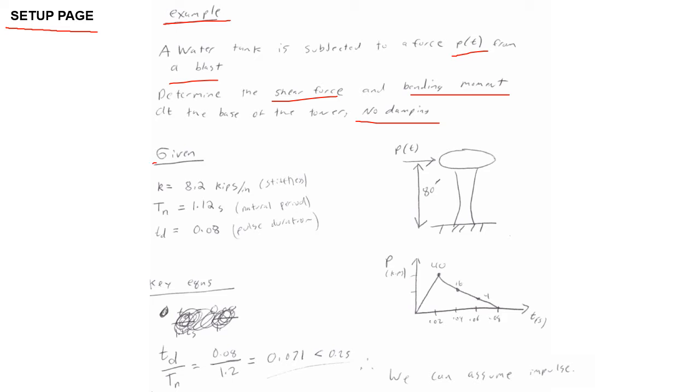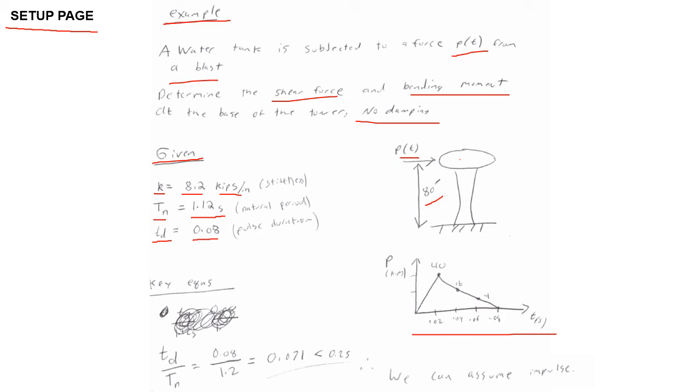So we write down our givens here. They give us our stiffness k is 8.2 kips per inch. They give us our natural period T sub n is equal to 1.12 seconds. And they give us our pulse duration T sub d is equal to 0.08. I redraw a simplified version of my diagram over here. I have my P of t, I have my height here, and there's my water tower. I have my graph I redraw over here.